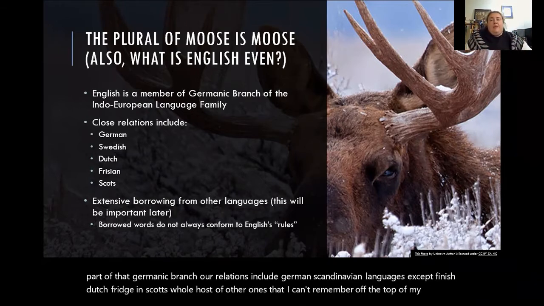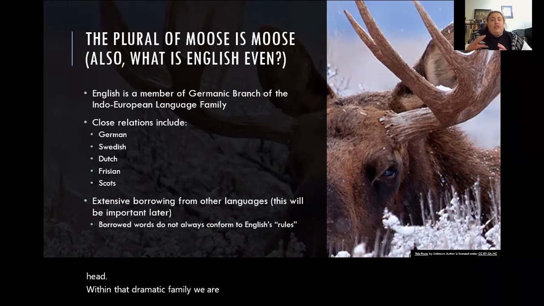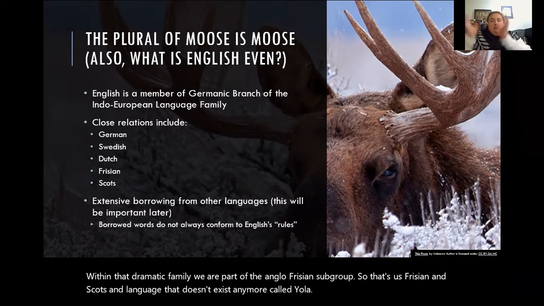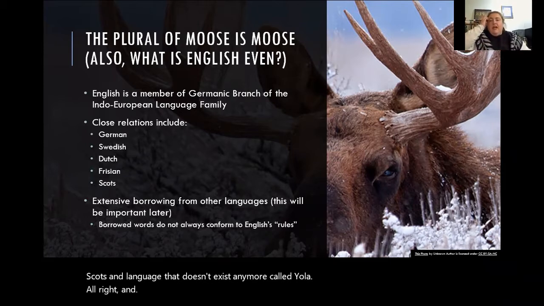Within that Germanic family, we are part of the Anglo-Frisian subgroup. So that's us, Frisian and Scots, and a language that doesn't exist anymore called Yola. And so then, yes, there's us.